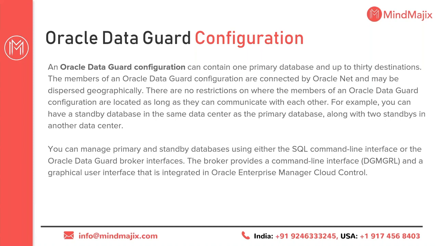Basically, we have two different types of services: transport services and then apply services. Transport services enable the transfer of changes from the production database to the standby database. The method to transfer all the changes from production to standby is called the redo transfer service. And we have apply services as well.